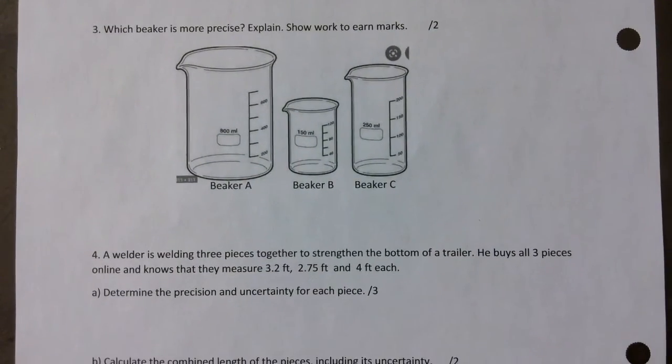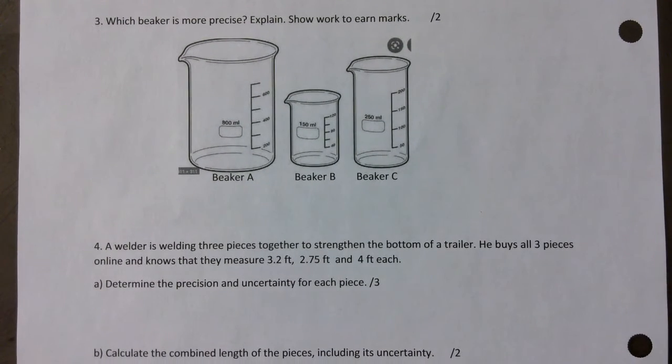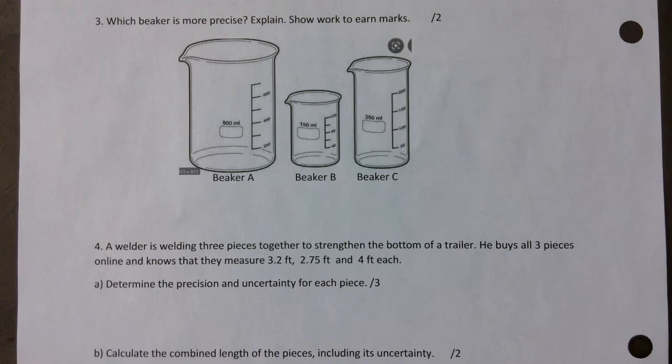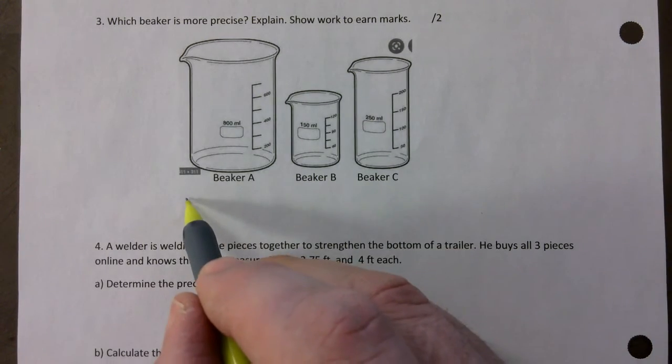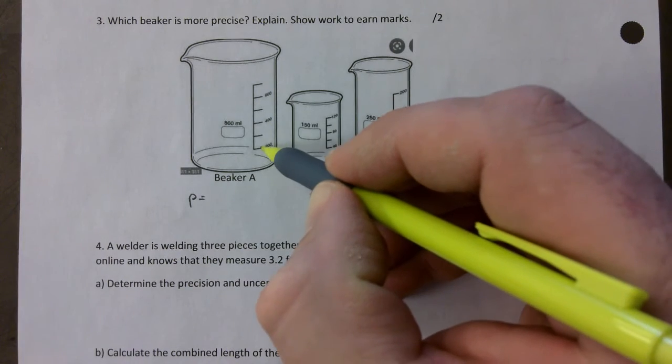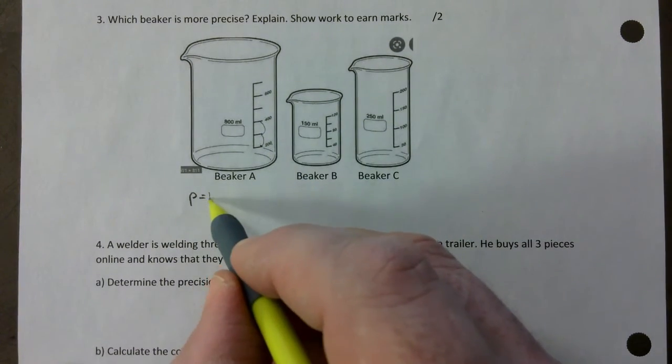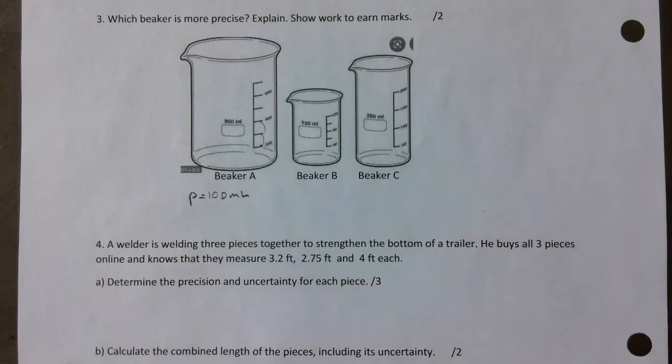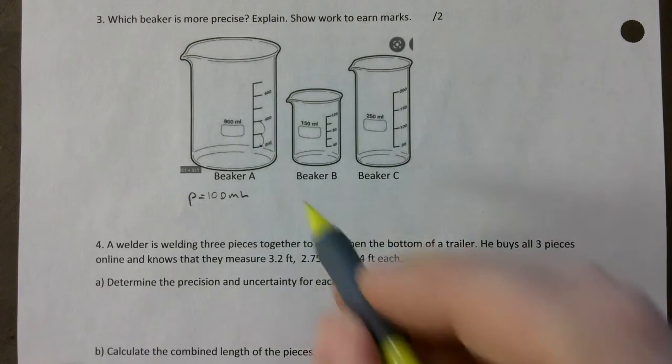3. Which beaker is more precise? Explain, show work to earn marks. So it's very important to show your work, and this is how you do it. This is one way to do it, right? It's a bit small, I get it, but you can tell that you're going up by 100, right? So you're not looking at how many marks there are, you're looking for exactly what each mark represents.